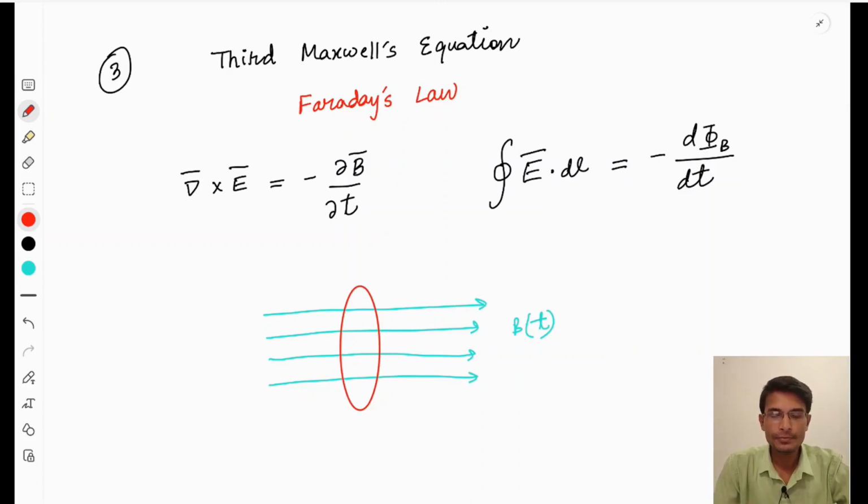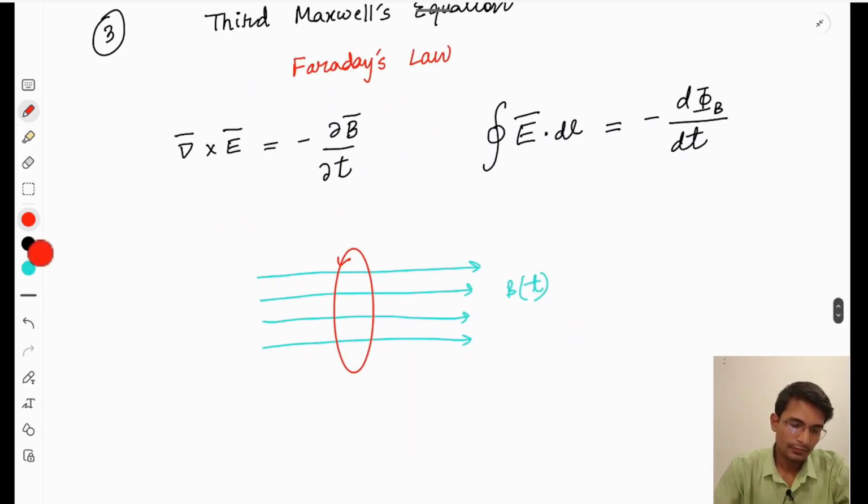Now if we keep a conducting loop around this region, then we will get a current that flows in the conductor, because we are putting a conductor in an electric field. So we will get a current that flows in the conductor. Now the direction of this current, or the direction of the electric field that is formed around this region, will be given by Lenz's law, and it will depend on whether the magnetic field B is increasing or decreasing.